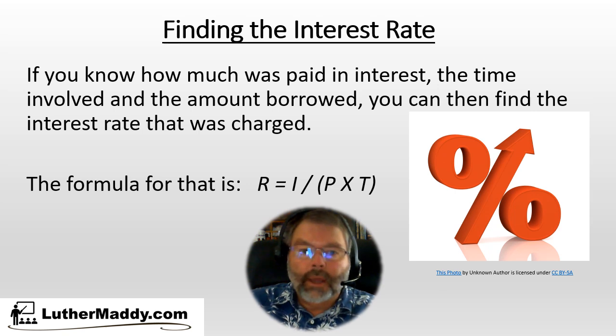So sometimes you know how much you paid in interest, the actual interest amount, but you want to know what the rate was that you actually paid. So in that case, the formula for rate is going to be the interest amount that you paid divided by the principal times the time. Let's go ahead and see how that works.